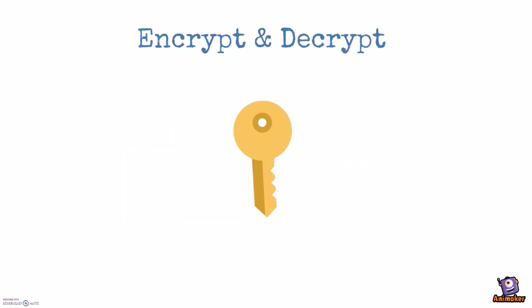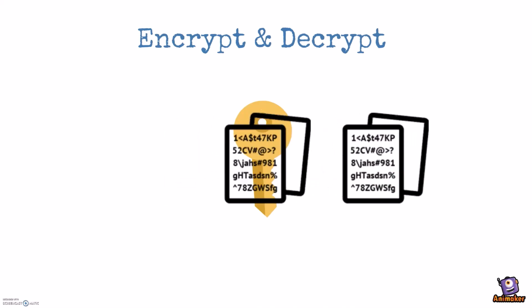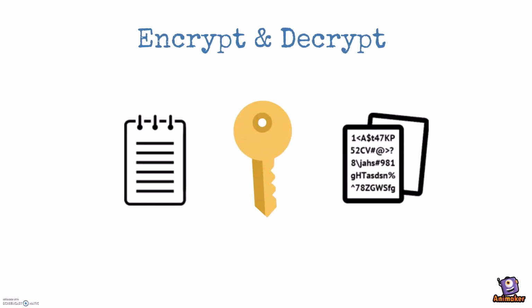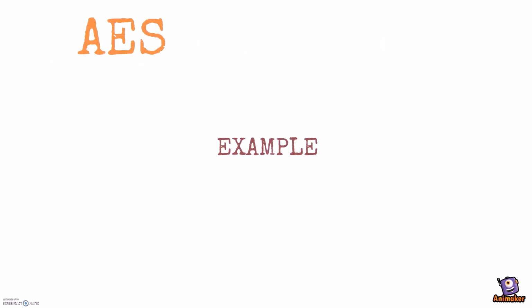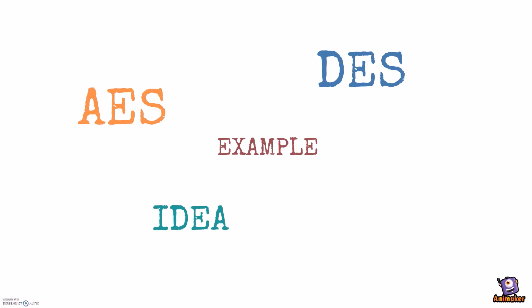When a sender sends an encrypted message to a recipient using symmetric encryption, the recipient can only decipher the message using the secret key provided by the sender. Examples of popular symmetric encryption include AES or Advanced Encryption Standard, DES or Data Encryption Standard, IDEA or International Data Encryption Algorithm, etc.